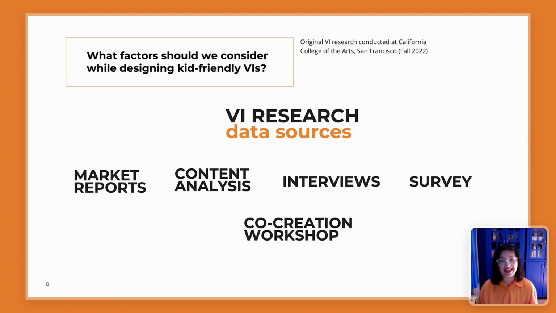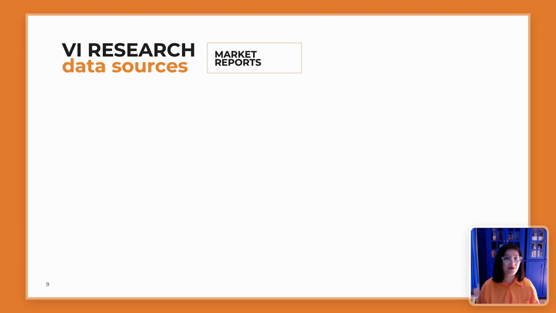And finally, I conducted a co-creation workshop with 20 families with children in the age range of 6 to 10 years and asked them to co-design a virtual influencer for the future. What kind of features, characteristics, and other elements they would like to see associated with a kid-friendly VI.